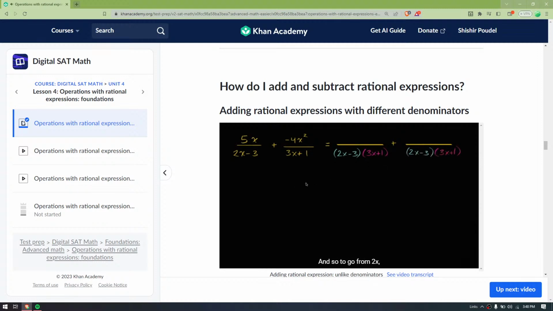Plus something else. And so to go from 2x minus 3 here, the denominator, to 2x minus 3 times 3x plus 1, we multiply the denominator by 3x plus 1.